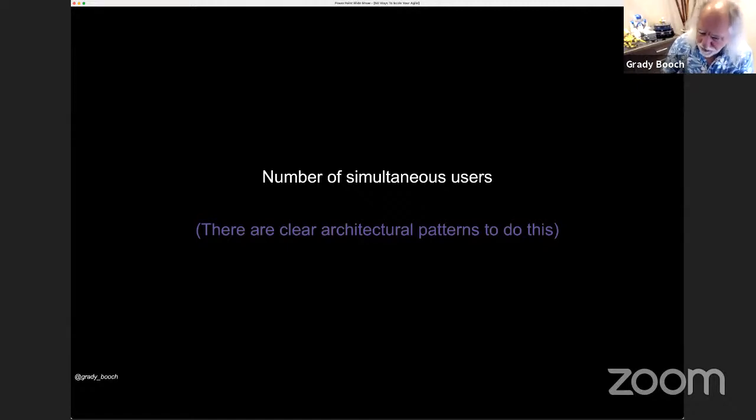This, by the way, is why I think Kent and Ward were so successful in the earliest days, because these two guys are brilliant programmers, and they carried in their heads lots and lots of patterns that they knew how to apply. So another way of scale is the number of concurrent transactions and activities.